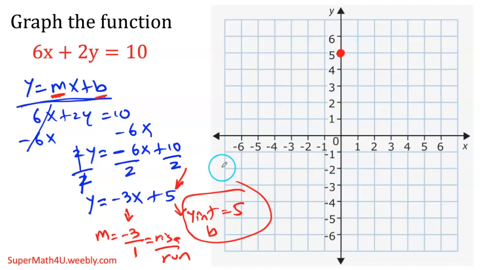Here, rise is -3, which means I'm going to go down 1, 2, 3 steps. And then the run is 1, and I'm going to go to the right 1. And once I have that, I make my second point right there.